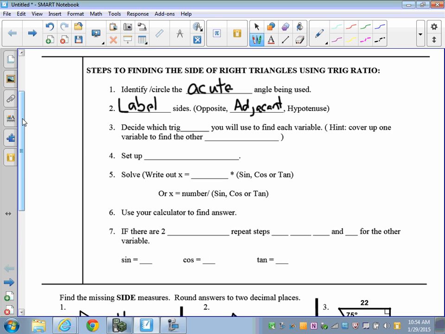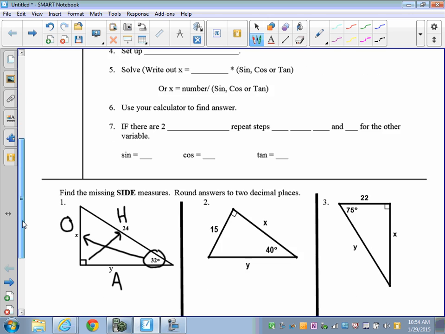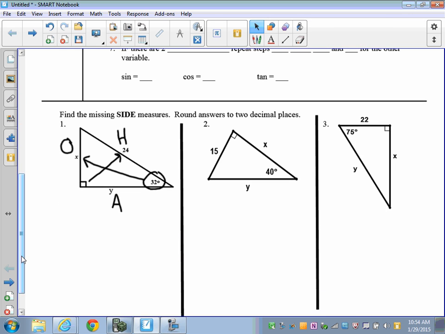Step 3 says decide which trig function you will use to find each variable, and then cover up one variable to find the other variable. So let's start off by finding x. x is opposite, and the other side I have is 24, which is the hypotenuse.